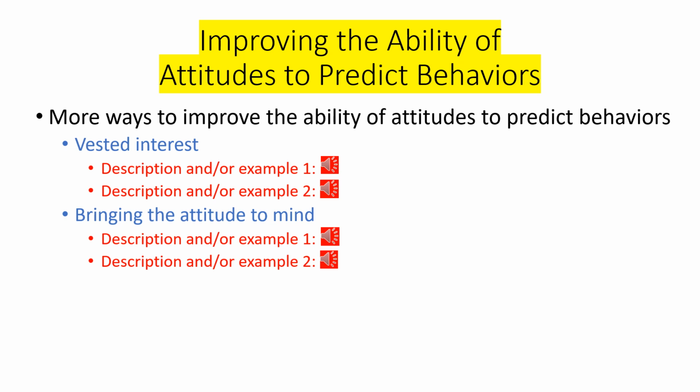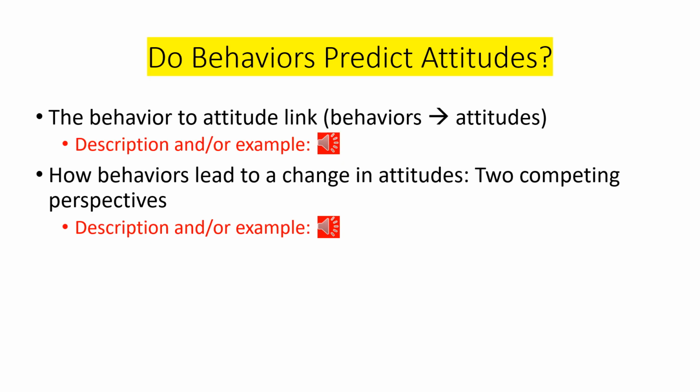Then you bring the attitude to mind and you actually do something that reflects that attitude. You act in a way that is consistent with that attitude. The second research stream to examine attitudes within social psychology has examined the behavior to attitude link. Specifically, do behaviors predict attitudes?